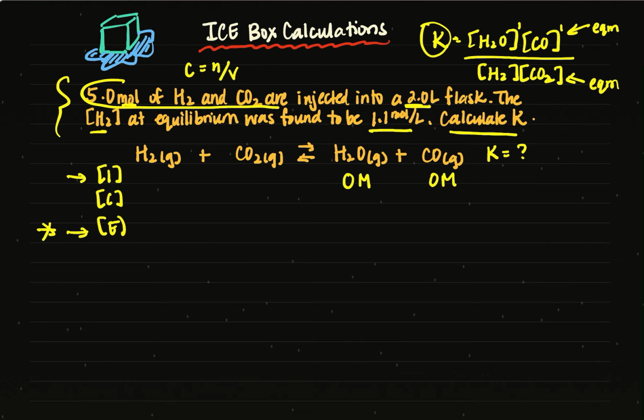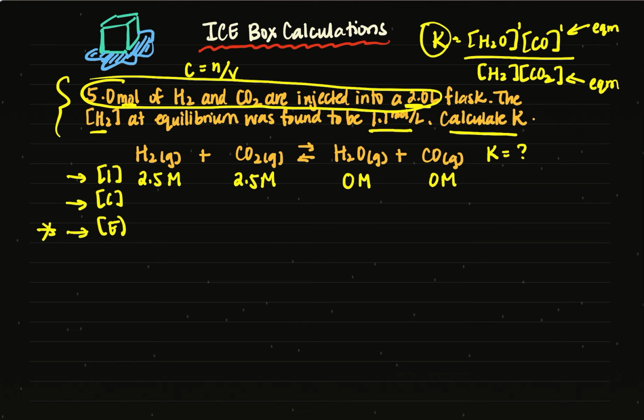These values up here represent your initial amount, because you have to read between the lines, right? If it's injected into a flask, that means you're putting them into this container to react initially. So 5 moles divided by 2 liters will be 2.5 moles per liter, or I'll just use capital M. That's the initial reactants I have.